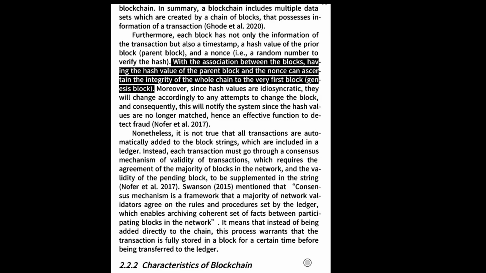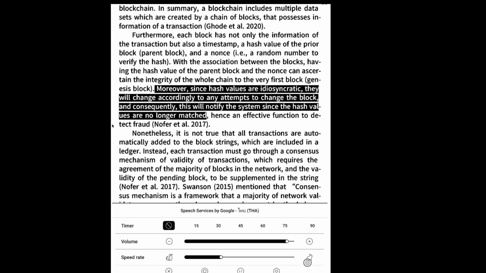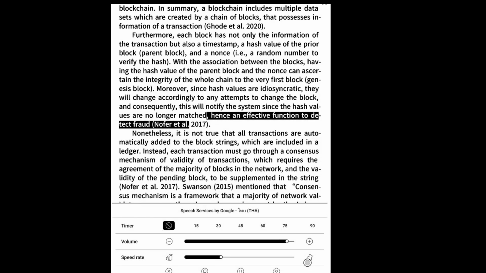With the association between the blocks, having the hash value of the parent block and the nonce can ascertain the integrity of the whole chain to the very first block, the genesis block. Moreover, since hash values are idiosyncratic, they will change accordingly with any attempts to change the block, and consequently, this will notify the system since the hash values no longer match. Hence, it is an effective function to detect fraud.